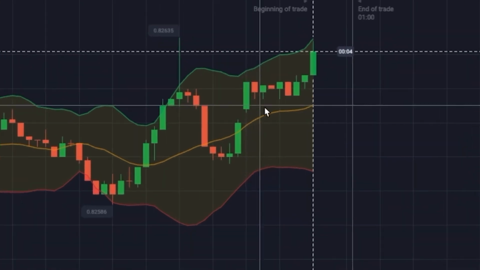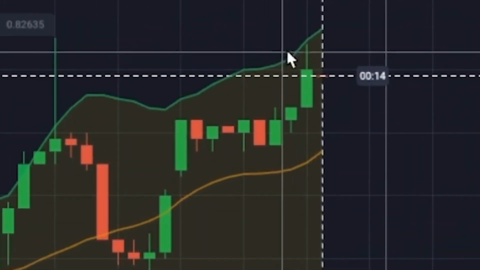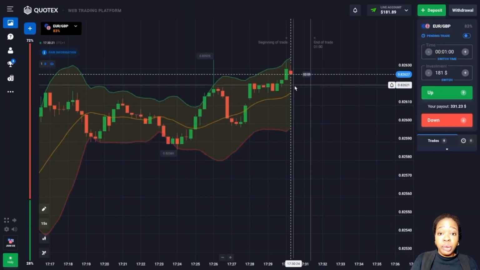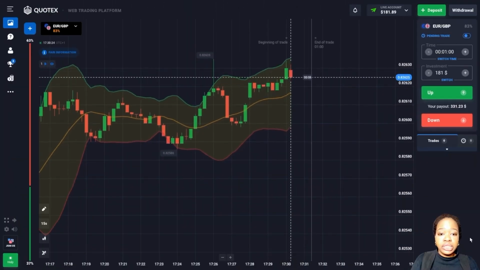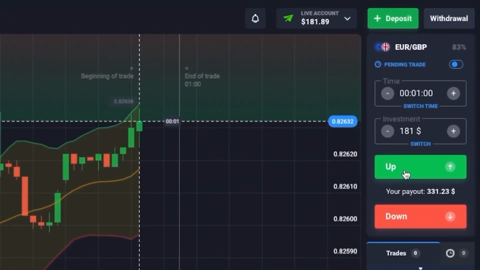Now here you can observe the upward movement becoming more and more confident. However, you can see the candles do not break through the boundaries of the Bollinger line. So in this situation, it's very appropriate to open a bullish trade for 1 minute, as there is reason to believe that the upward movement will continue further. Let me wait for the results.